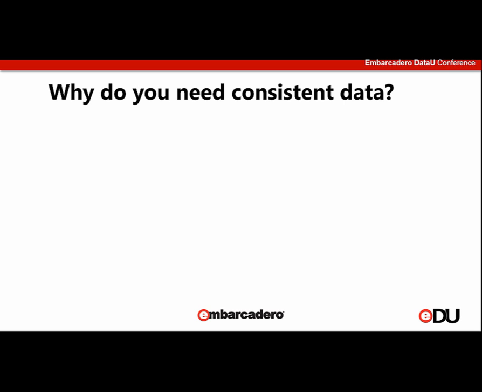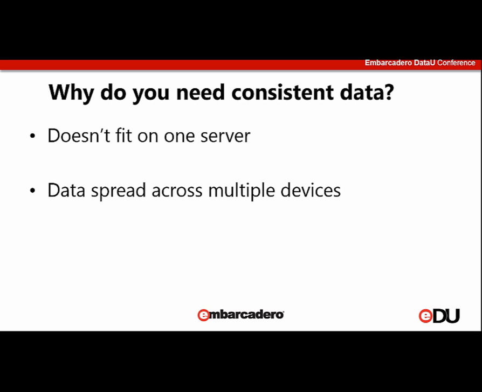So why do you need consistent data? Well, if the data doesn't fit on one server, this could be space limitations, performance, or any other number of reasons where you need to split up the data. Data is spread across multiple devices. Nowadays, some of our data is moved or copied to mobile devices. We want to make sure that the data there is also as accurate as the data in the original system. Backups. When we restore data from a backup, whether it's a full restore or a partial restore, we need to make sure that the data fits and we don't accidentally leave anything out.